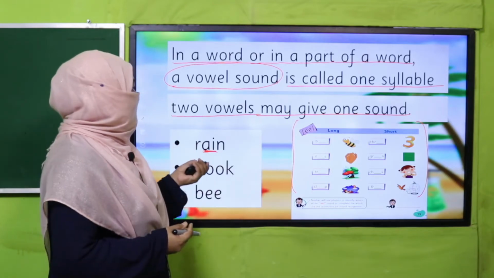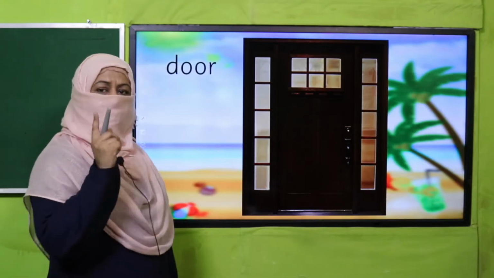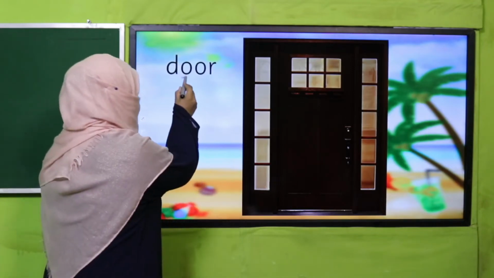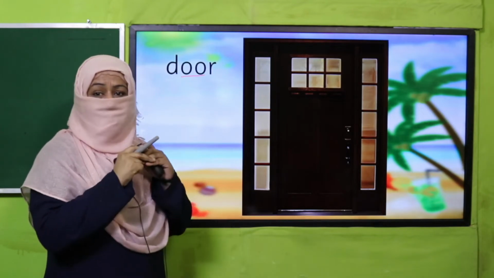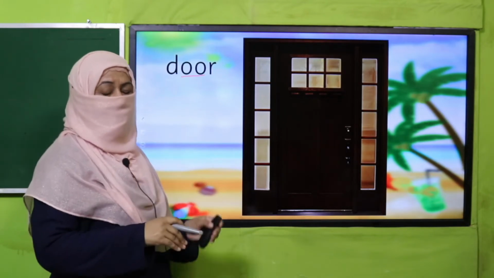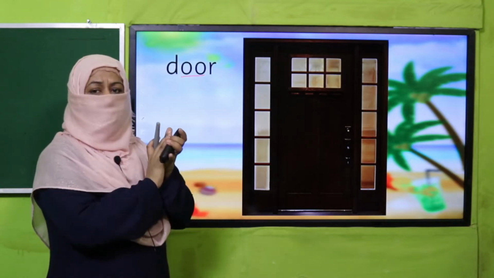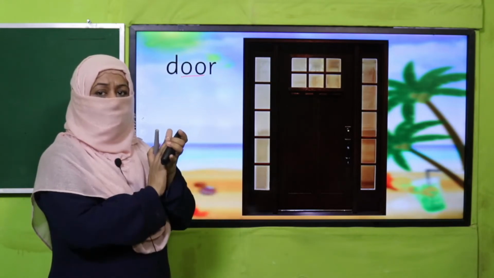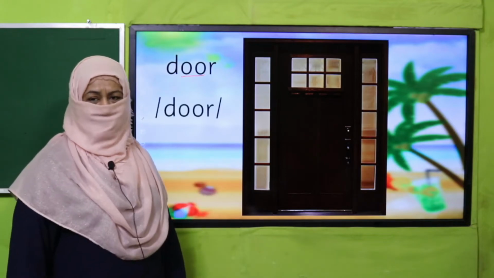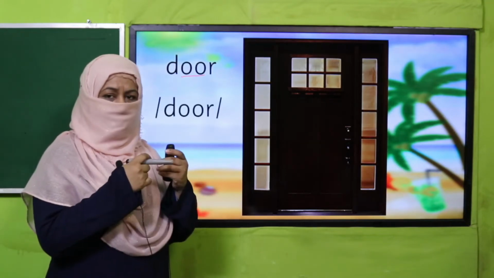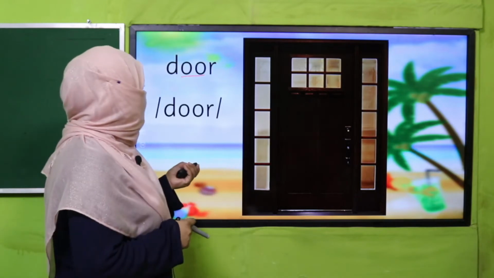Okay. Look at this. How many vowels are there? There are 2 O's. But again, what is this sound? How do we say it? Door. There is one vowel sound. That's why it's a one syllable word. This is how we pronounce and find out how many syllables there are.